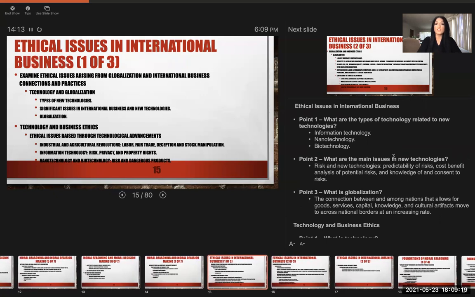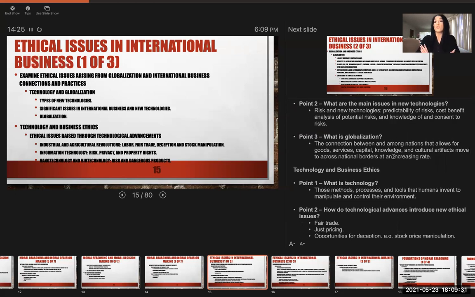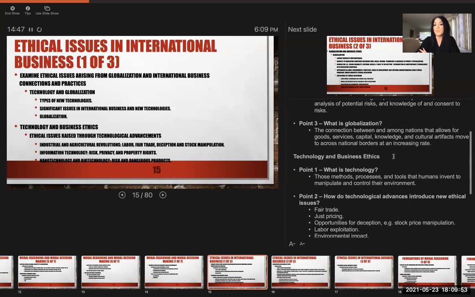Now let's step into ethical issues in international business. What are the types of technology related to new technologies? So we have information technology, nanotechnology, as well as biotechnology. What's the main issue in new technologies? Risk in new technologies, predictability of risk, the cost-benefit analysis of potential risks, and the knowledge of and consent to risks. What is globalization? The connection between and among nations that allows for goods, services, capital, knowledge, and cultural artifacts to move across national borders at an increasing rate.